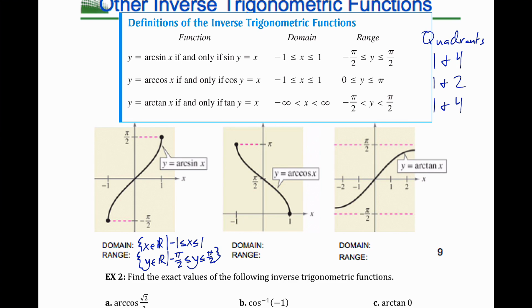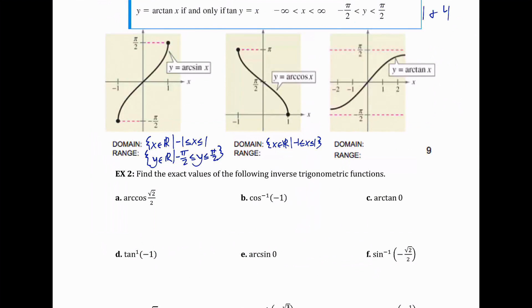For the domain of arccosine, same deal. X is an element of the reals, and our x values are between -1 and +1. So -1 is less than or equal to x, less than or equal to 1. And our range for arccosine is still the y values. So y is an element of the reals, and in this case, it's between 0 and positive pi. So we have 0 less than or equal to y less than or equal to pi. Taking a look at that graph there, it goes as high as pi and as low as 0.